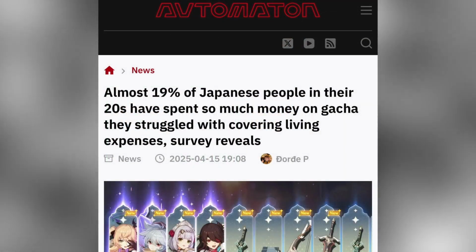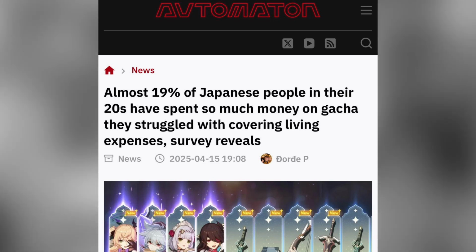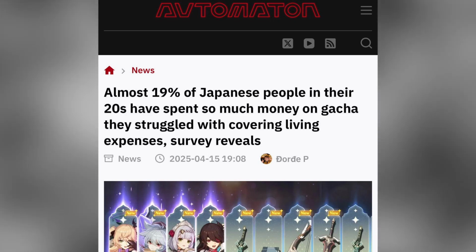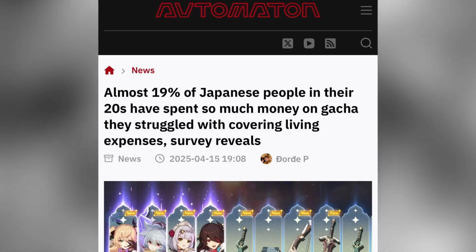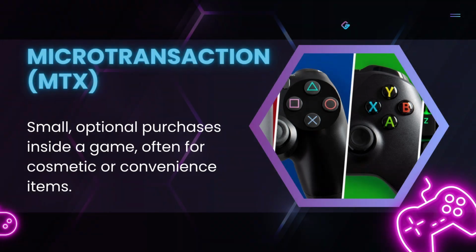So this includes lots of games that you might find in Asia, the gacha games. Little bits of extra, battle passes are sometimes microtransactions. So anything that requires extra money. The definition being small, optional purchases inside a game, often for cosmetic or convenience items. So usually you don't have to purchase them, but if you do, then you can get extra things.